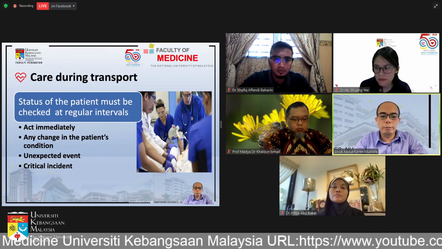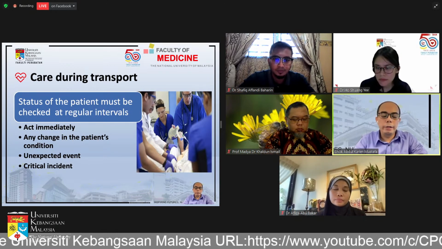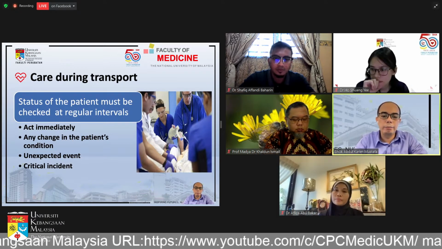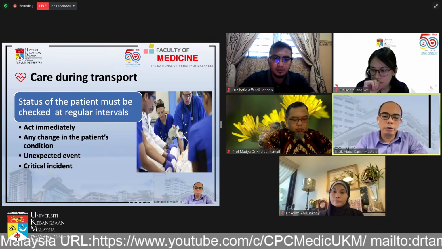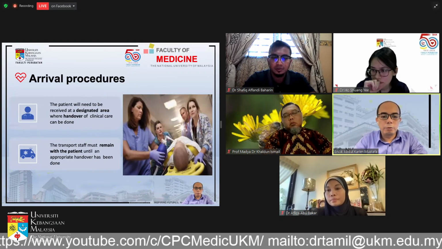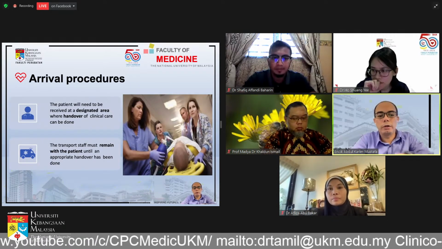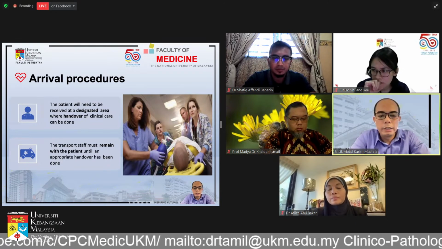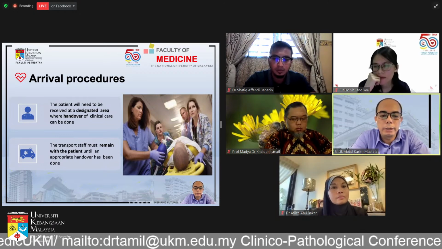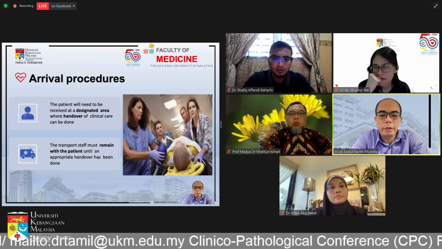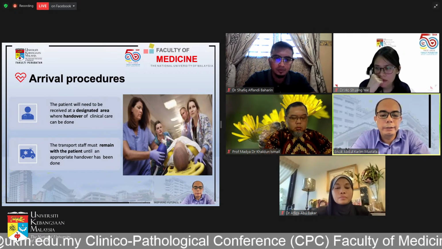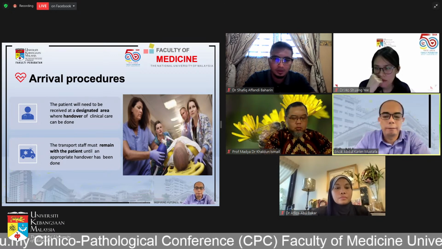If anything happens, we can stop the ambulance and then see the patient's condition, or we can seek treatment from the nearest clinic en route to the HTJ. Then the arrival procedure: transfer to the designated area. When we arrive at the hospital, we go to the ED and transfer the patient to the designated area, hand over to the clinician, and pass over anything that happened en route. It must be clear. Then the transport staff must remain with the patient until appropriate handover has been done.